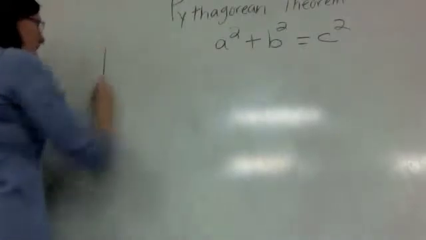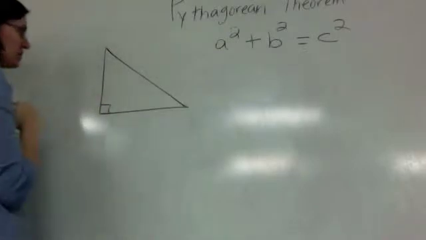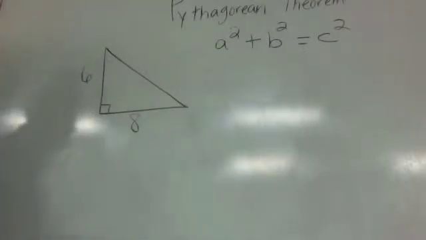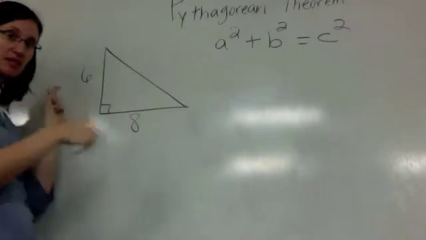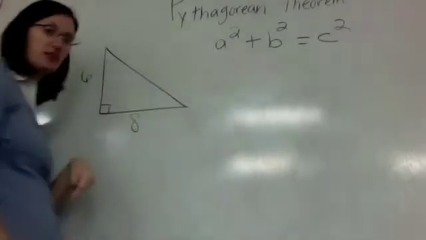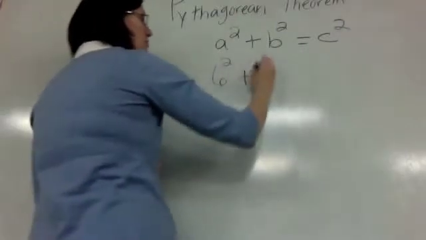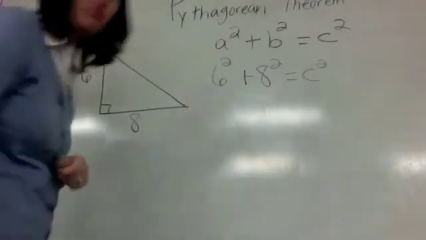So if I have a right triangle where I am given the two legs, the side lengths of the two legs, I'm going to plug that in. It really doesn't matter which one you say is A and which one you say is B because they are interchangeable because addition is commutative. So 6 squared plus 8 squared equals c squared. Now I just do my math.